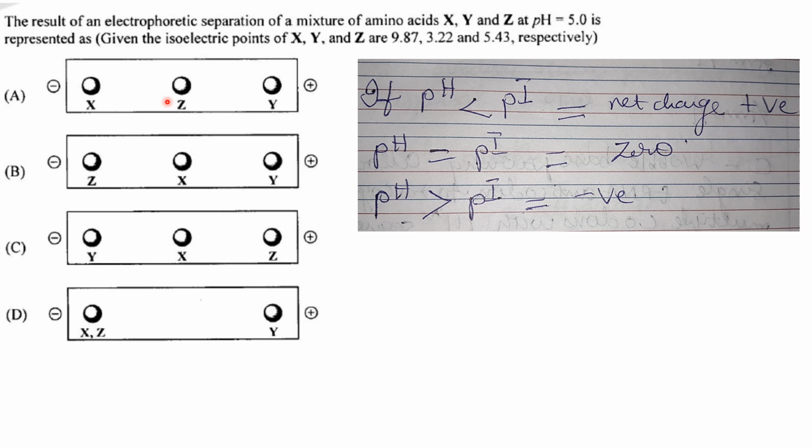So A is the answer. Z will be in the center, X will be towards the negative charge, Y will be towards the positive charge and Z will be in the center. So the answer here is option A.